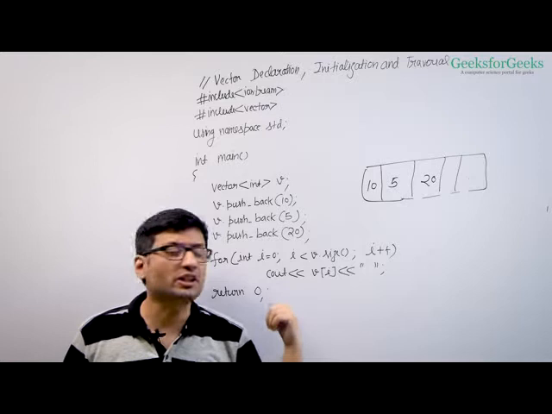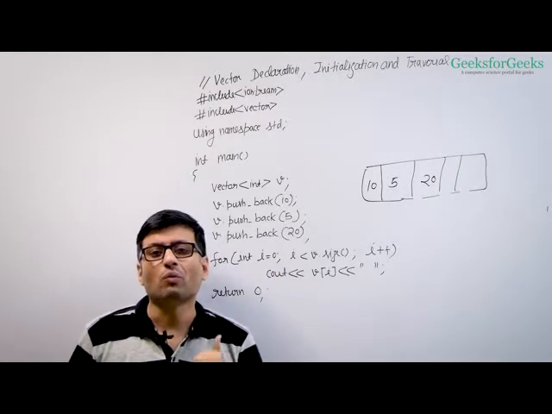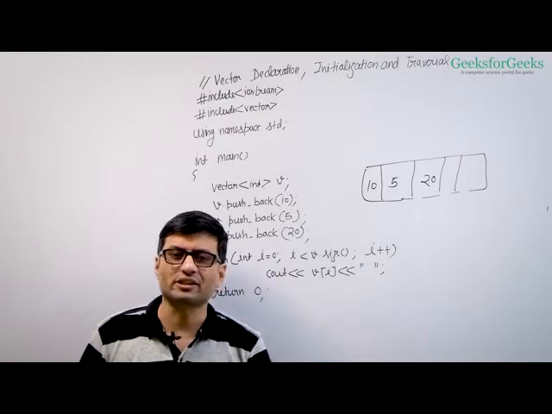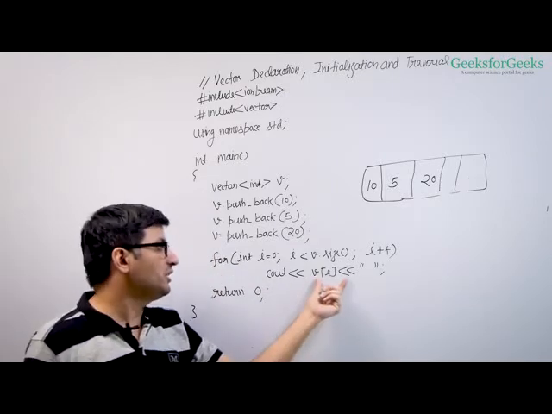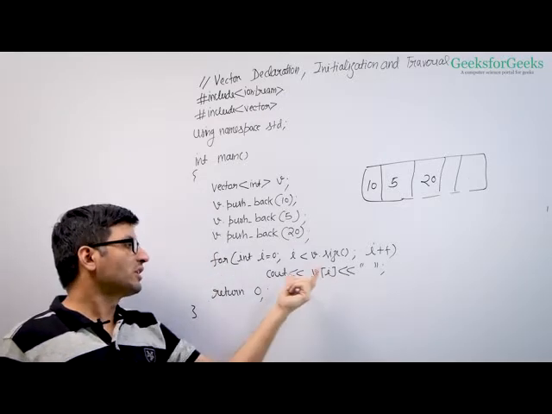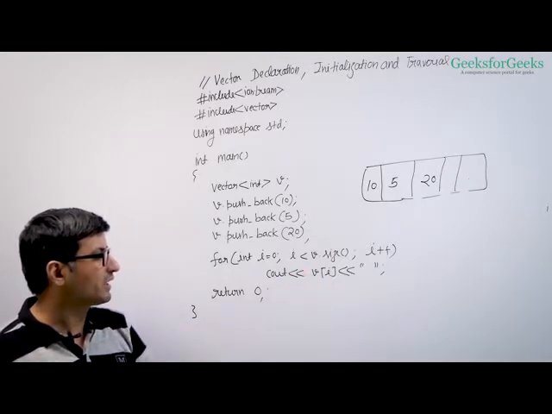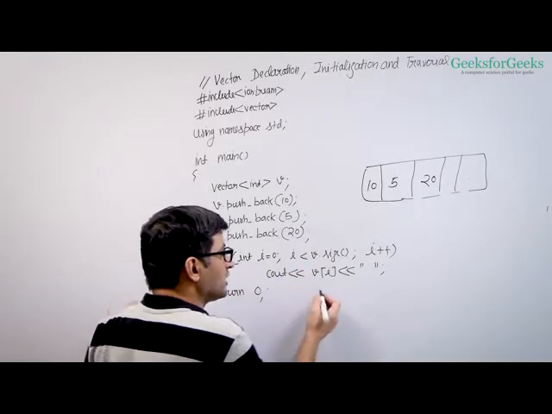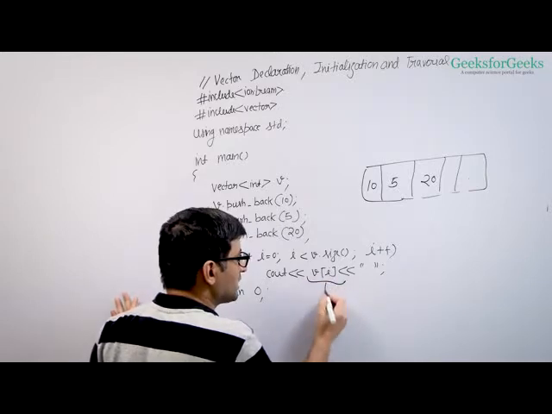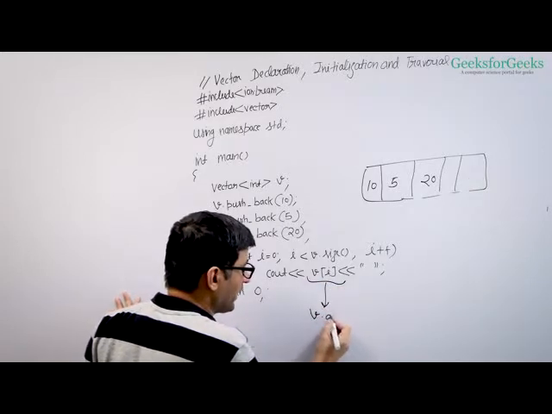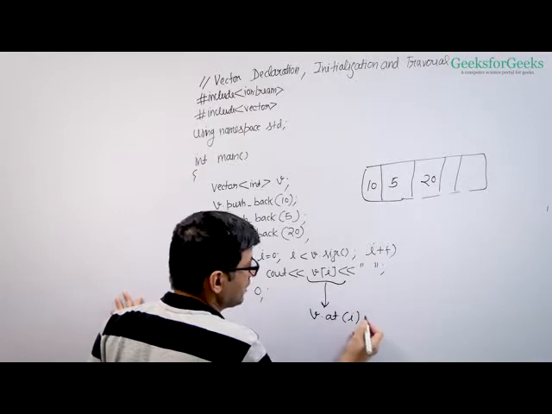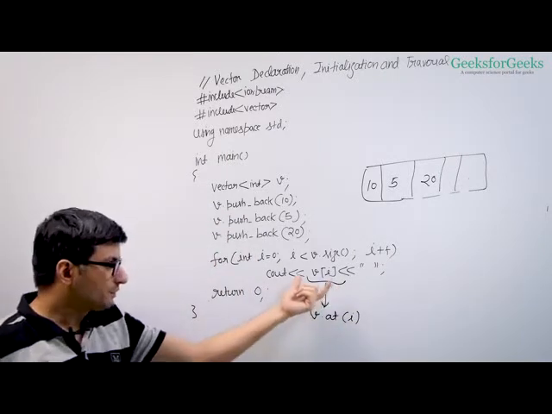One interesting thing that you can see in the traversal program: vector elements can be accessed like arrays using the square brackets. So here I have used the square brackets to access the elements and it works fine. There is another way to access the vector elements, which is v.at(i).